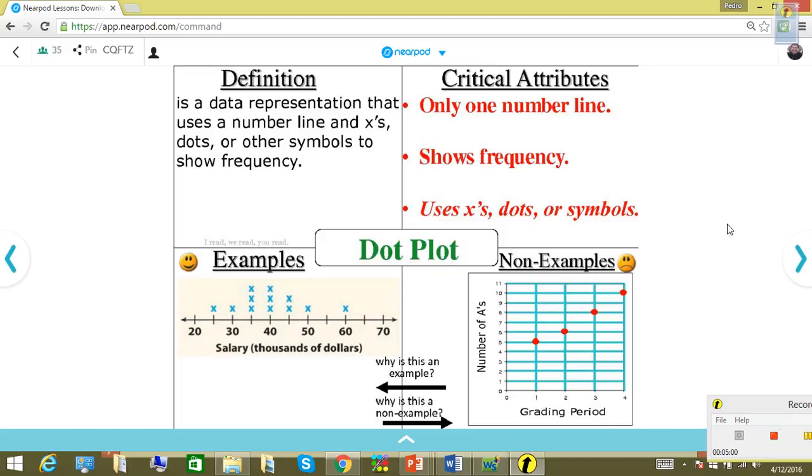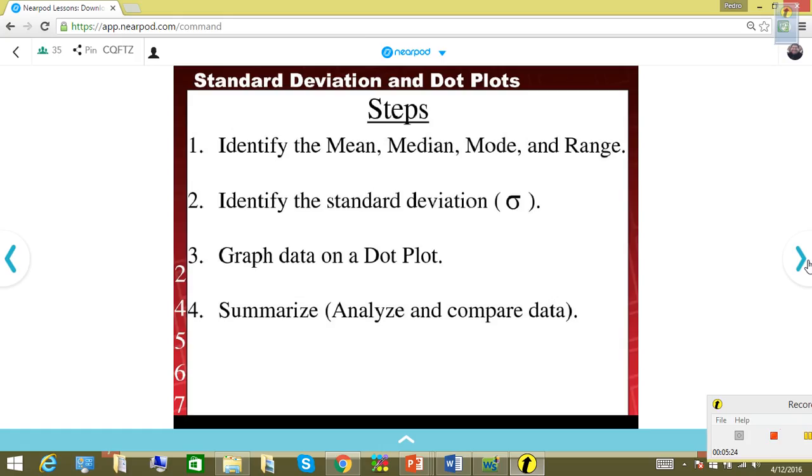Steps, write these steps down, please. The fair value is still on the screen, but on your iPad, I already have the steps, so you can move ahead. Those of you that are ready to move ahead. And it's 4 steps. Number 1, identify mean, median, mode, and range. Do we know how to do that? Yes. Identify the standard deviation.